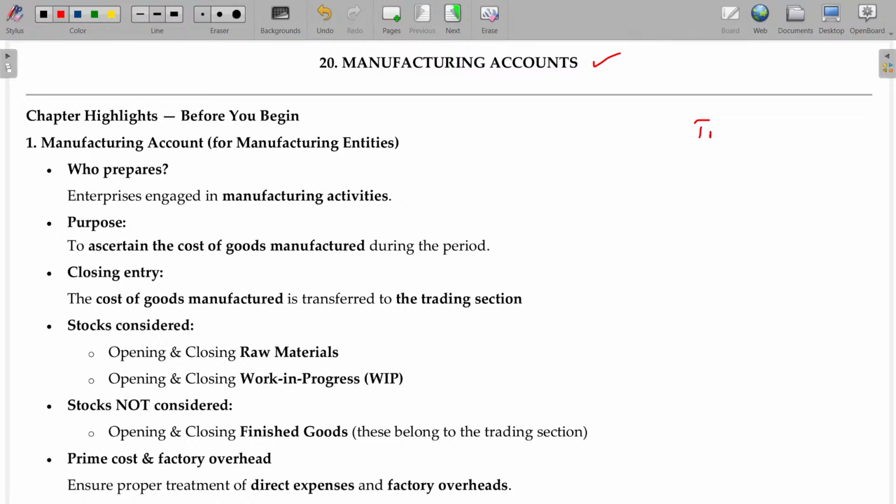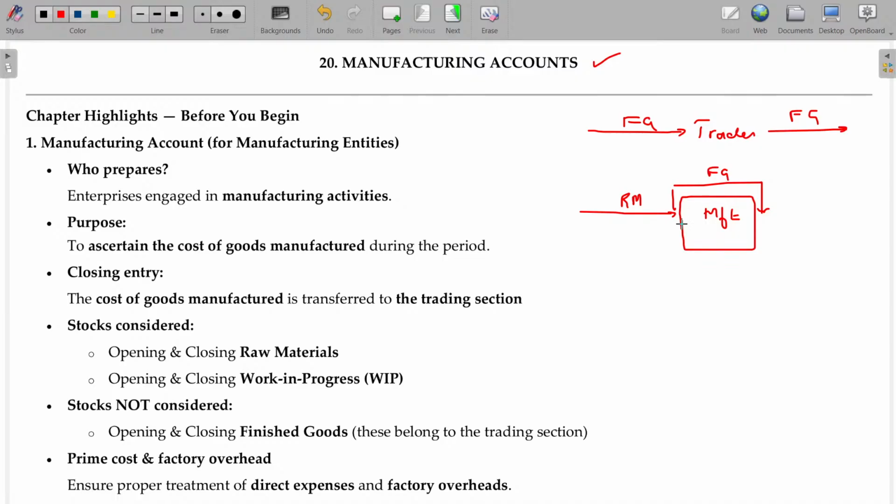A trader purchases finished goods and sells the finished goods, that's all. But a manufacturer purchases raw material, and the raw material is converted into finished goods in the factory. Later on, those finished goods are sold. Conversion will be happening here. Now you have to calculate the cost of converting it into finished goods.